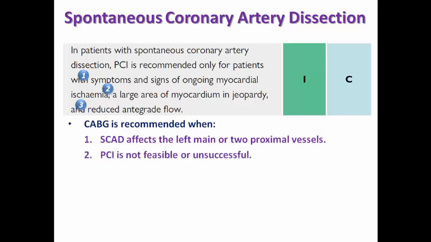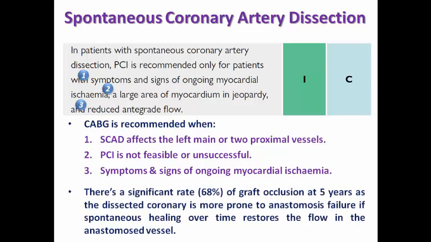PCI is not feasible or unsuccessful, a common indication for CABG, or patients still having symptoms and signs of ongoing ischemia. The problem with CABG is that there is a significant rate of graft occlusion at 5 years, reaching 68%, because the dissected coronary artery is more prone to anastomosis failure in case of spontaneous healing occurring in the dissection, so restoring the flow in the native vessel, resulting in occlusion of the graft.